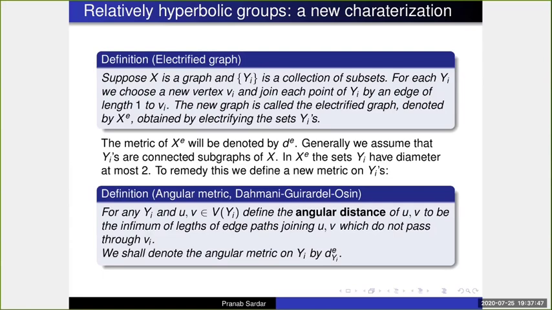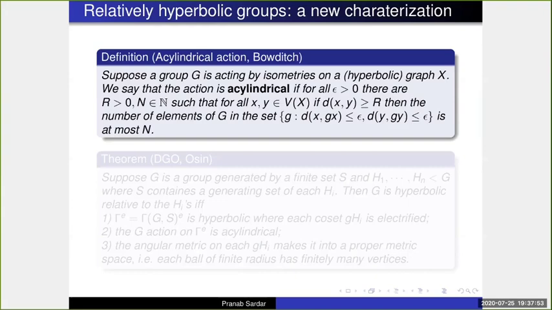Why do I say all that? Here I give a new characterization of relative hyperbolicity. I need one more thing, cylindrical action. This was defined by Bowditch in a paper where he proves the famous result that the mapping class group acts acylindrically on the curve complex. So what is an acylindrical action?